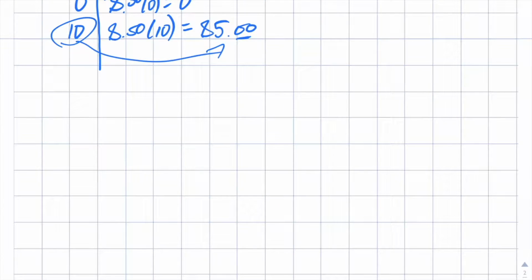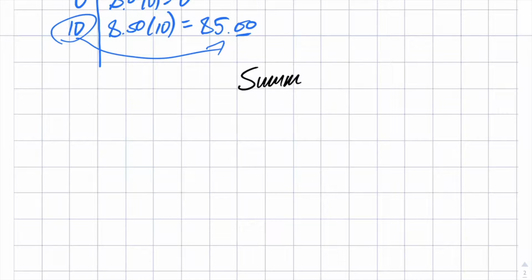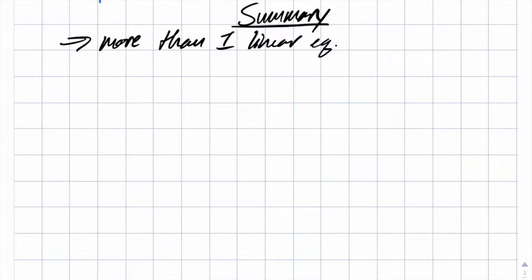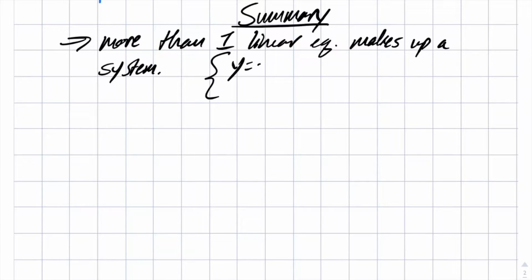I'll just write there. Summary. More than one linear equation makes up a system, and they usually have the curly braces. Okay, so y equals 2x, whatever, y equals 3x minus 5. That's a system of linear equations.